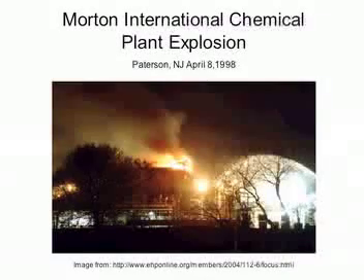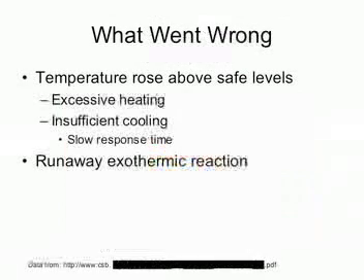This is an example of a runaway reactor that resulted in an exothermic explosion due to a lack of automatic control systems. In this batch reactor, the temperature rose above the maximum safety level. This was due to two reasons: excessive heating from the steam inlet and insufficient cooling from the coolant.